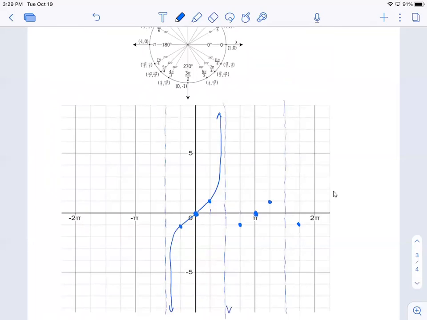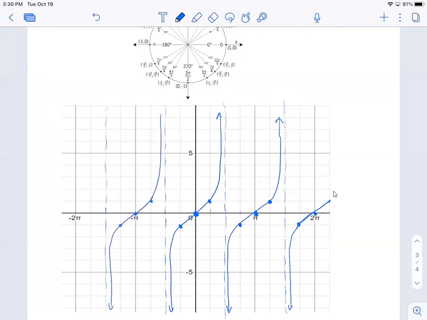Now, remember, our period for tangent, which we talked about, is pi. So every pi units, these beautiful waves are going to happen. It'd be like this. So I'm going to have to cut it off a little bit. And then, okay, if this is here, we know another asymptote has to be here. All right, so we get this, this, and this. Again, just because it keeps repeating itself. So this is what your tangent graph looks like.